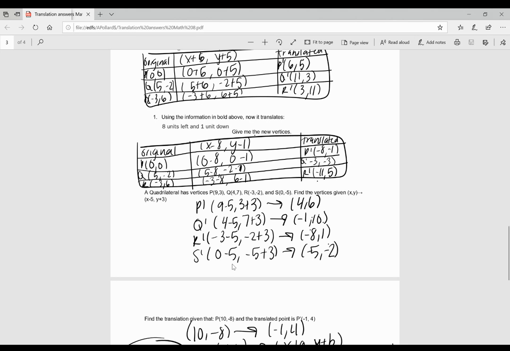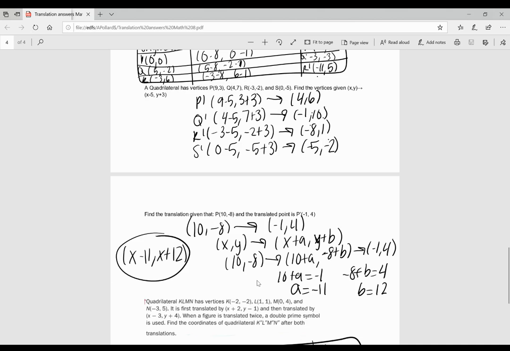Then we have 0 minus 5, which is negative 5. And then negative 5 plus 3, which is negative 2. So those would be your new vertices. P prime is this, Q prime, R prime, and S prime.